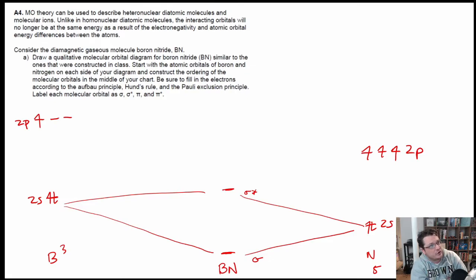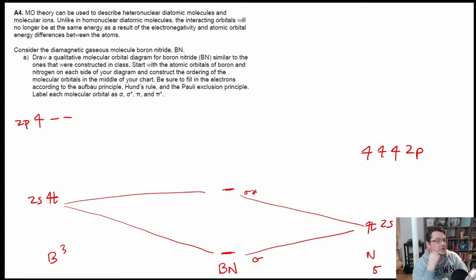And so in terms of how to approach the heteronuclears, if one of the atoms involved is one of the ones before nitrogen, that ordering is going to stay. So in this case, both of them are, so that's definitely going to stay. But if you had something like NO, nitric oxide, that's going to then have the ordering that follows the nitrogen.